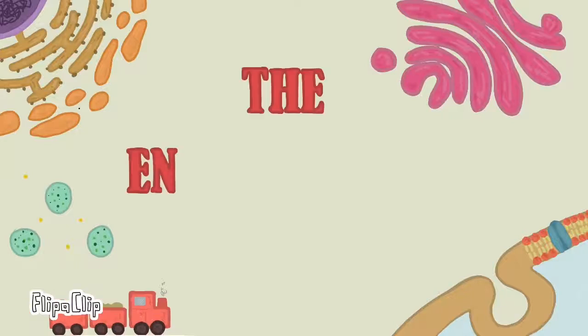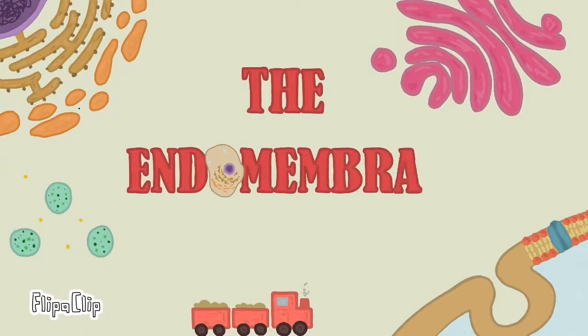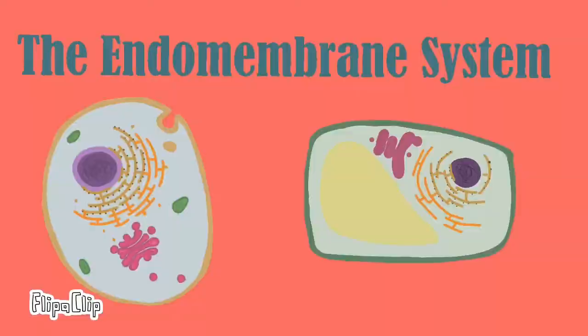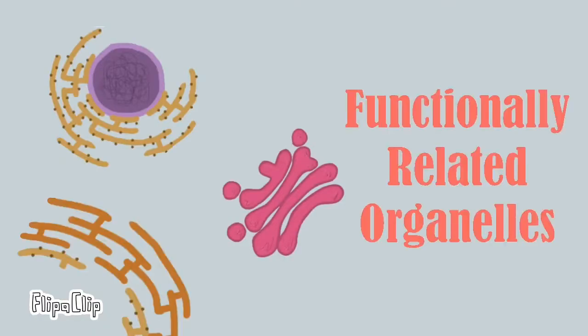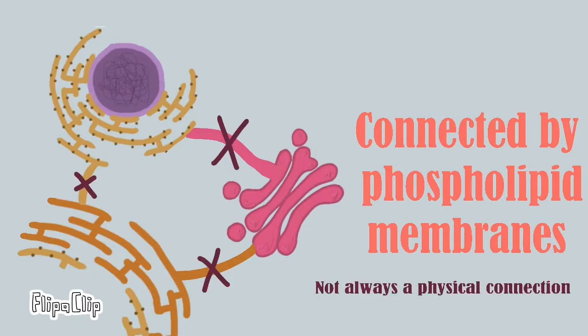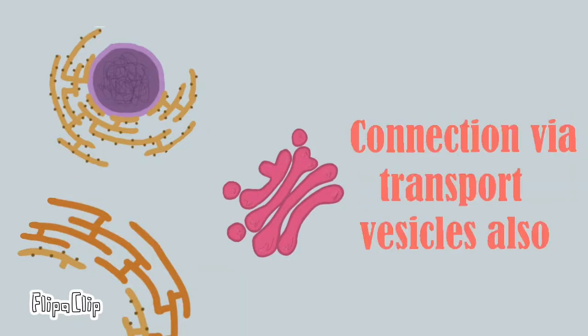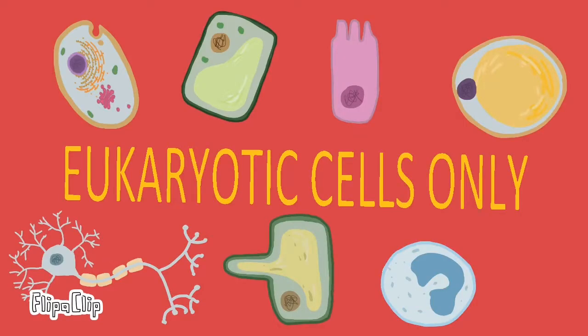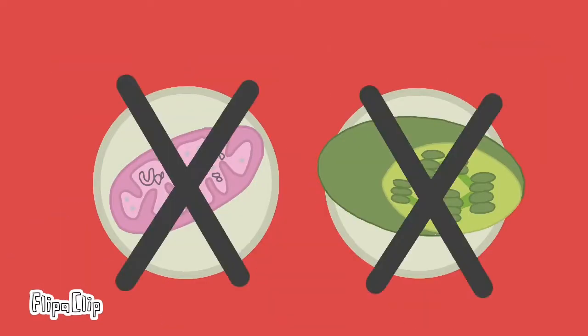Welcome to my video on the endomembrane system, a complex system found in eukaryotic cells. This system consists of organelles that are functionally related and connected by phospholipid membranes. This doesn't mean that they are physically connected, however, as organelles can also be connected via transport vesicles. It is found in every eukaryotic cell and consists of all cell organelles except the mitochondria and chloroplast.